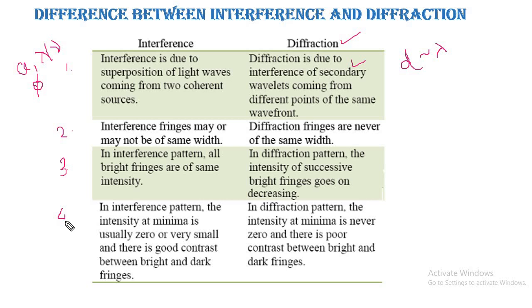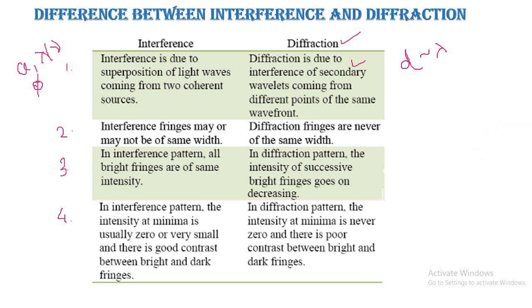Point number four. In interference pattern, the intensity at minima is zero or very, very small. It is almost dark, and there will be good contrast between bright and dark fringes, maxima and minima, constructive and destructive interference. Whereas in the diffraction pattern, the minimum intensity is never zero. So there will be very poor contrast between bright and dark fringes, maxima and minima.